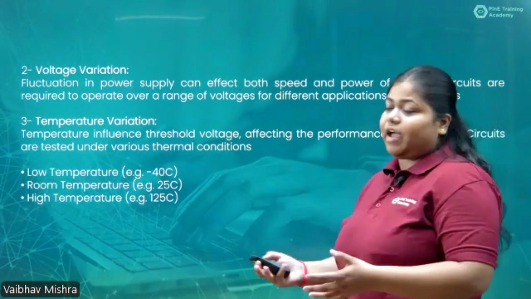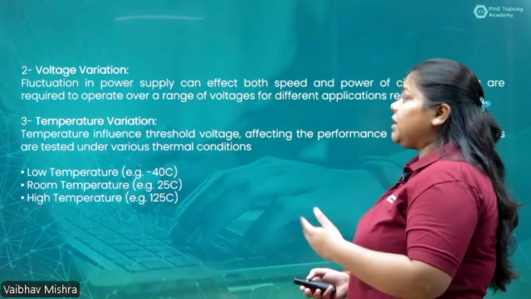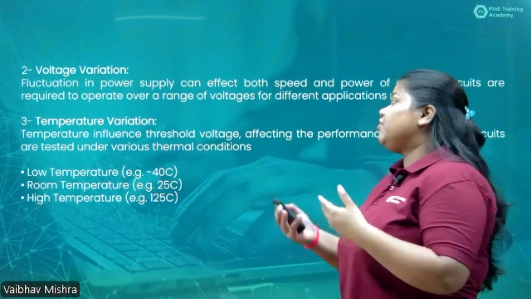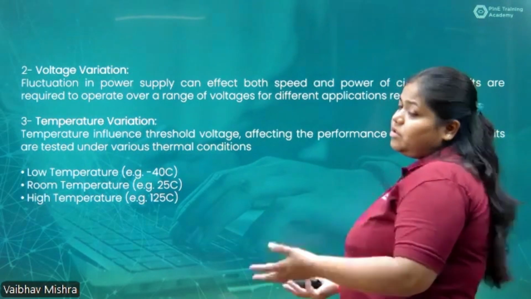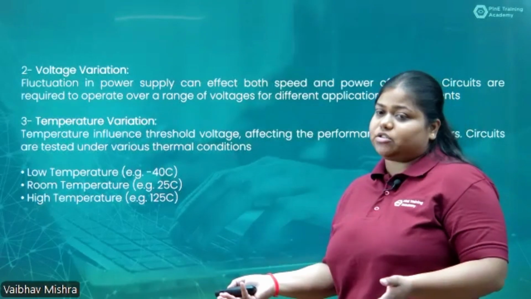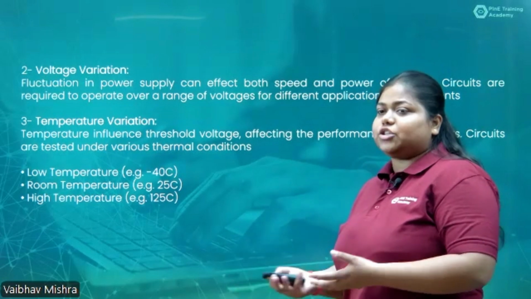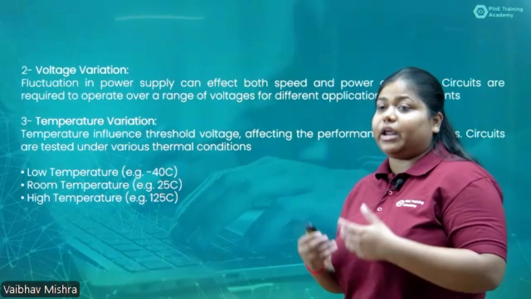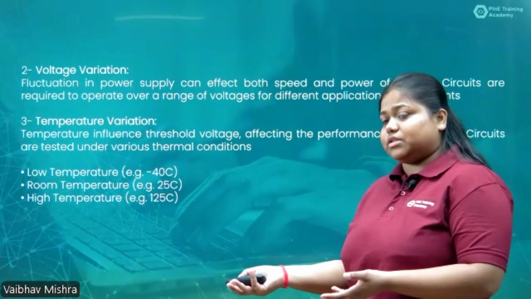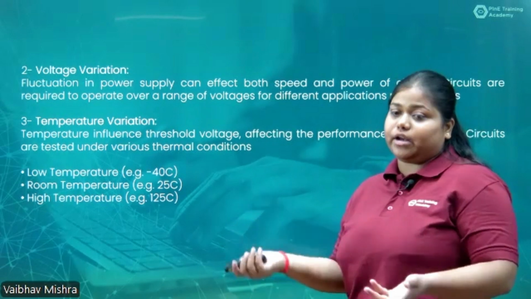Let's move on to the third variation, the temperature variation. Similarly, temperature can influence the threshold voltage and affect the performance of transistors. So it must be tested under different temperatures, because we do not know under which conditions the circuit has to perform. Maybe it has to perform at a very high temperature, maybe 125 degrees Celsius, or at a very low temperature such as minus 40 degrees Celsius.